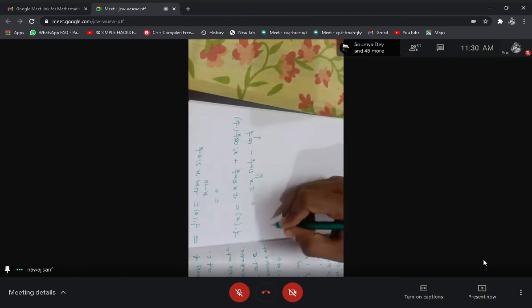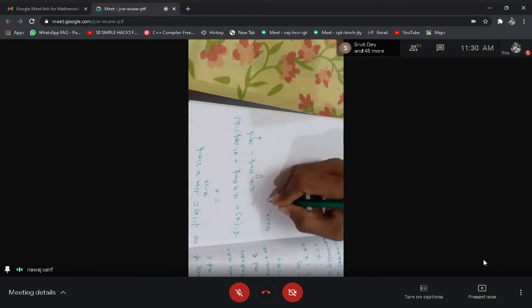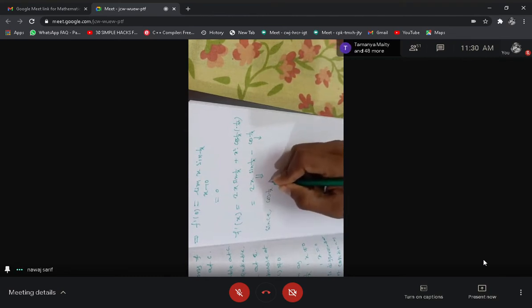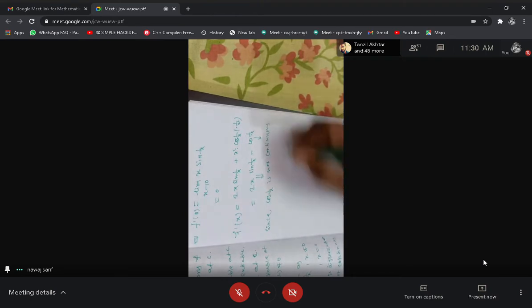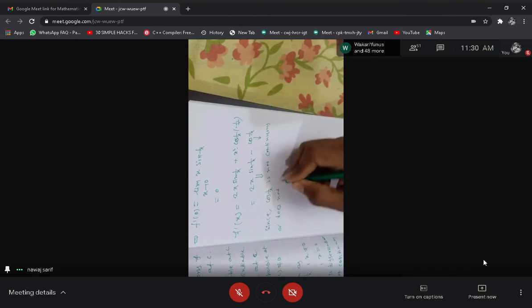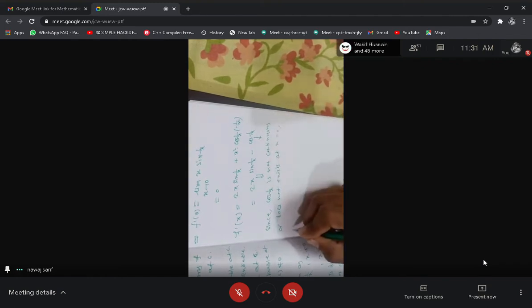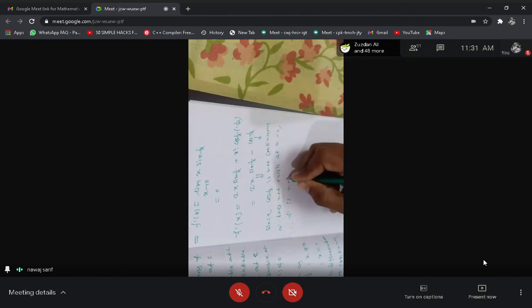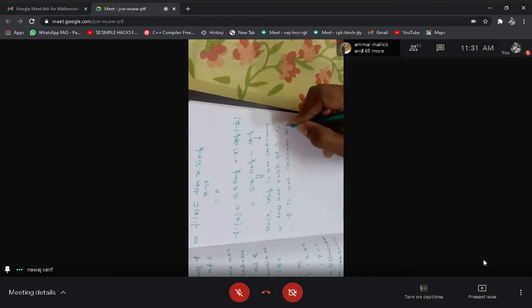Since cos 1 by x is not continuous, or you can say that the limit does not exist at x equal to 0, therefore f dash is not continuous at x equal to 0.